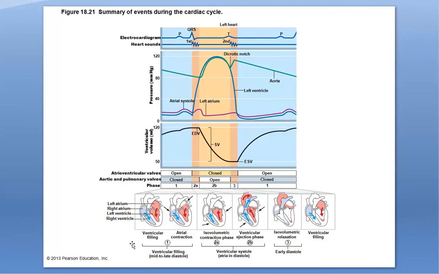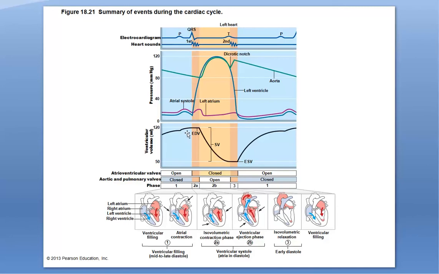Again, ventricular filling occurs in mid to late diastole, as we can see here on the EKG. It occurs because the atria are allowing blood to flow through those AV valves, the tricuspid on the right and the mitral valve or bicuspid on the left, using gravity into the ventricle. The pressure in the ventricle is fairly low, but we see that the end diastolic volume is increasing.